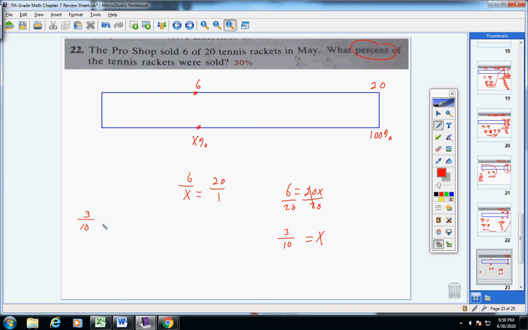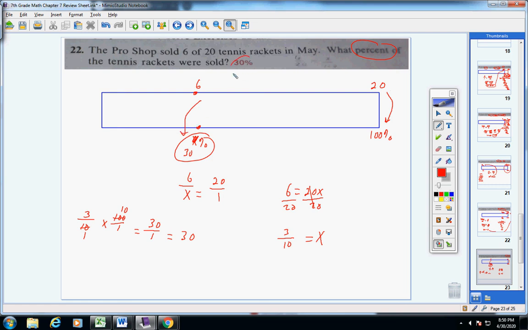Remember, you multiply it by what? 100. So 10 goes into 10 once. 10 goes into 100 10 times. 3 times 10 is 30. 1 times 1 is 1. 30 over 1 is 30. So there you go. 30%. So if 20 rackets is 100%, then 6 rackets would be 30%.